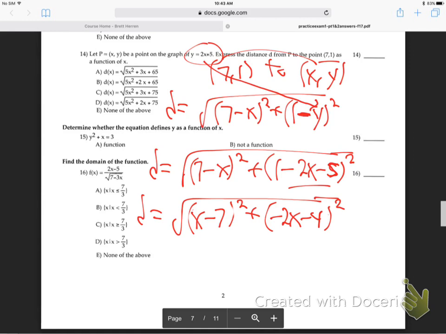And now just FOIL them. I'm going to go dot, dot, dot. Now just FOIL them out, gather like terms, whatever is the answer there. 14b, I guess it's B on that. Is that good? Distance formula. So put an example of both those if you have room.